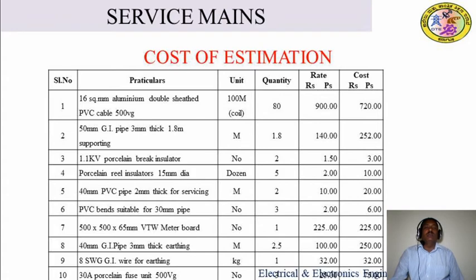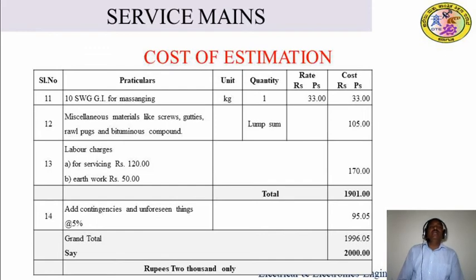And 30 amps porcelain fuse units, 500 volts. It is available by number. How many? 3 numbers are required. Each piece cost should be around 30. Total should be 60 rupees. Next, 10 SWG GI wire for messenger, to support the service line. It is available in the market by the kg. How much is required? 1 kg. The cost should be 33 rupees. Next, miscellaneous material package: screws, clips, rawl plugs and insulating compounds. It should be considered as a lump sum amount, so around 105 rupees should be considered.